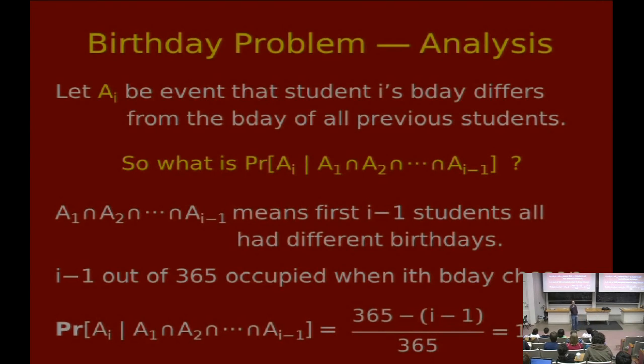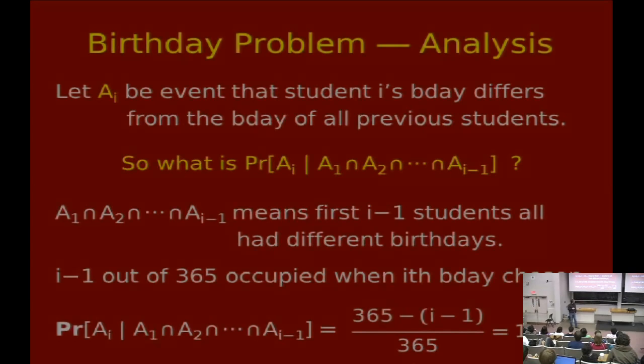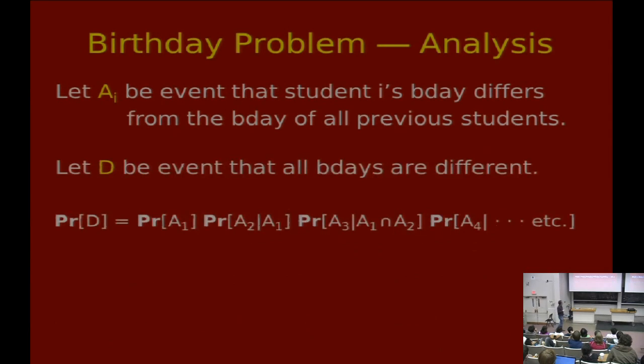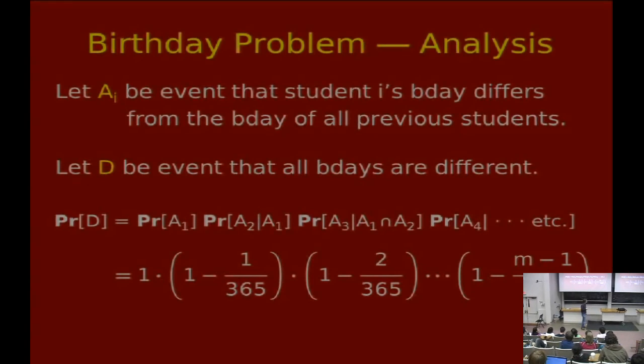Which is 1 minus (i-1) over 365. Okay, now your objection becomes relevant. This formula is actually not quite right if i is bigger than 365, because it's not like at that point there are negative slots free. So we're going to assume that there are at most 365 students in the class. Okay, so this is the probability. We can plug that in and deduce that the probability of all birthdays being different is 1 times this, times up to 1 minus (m-1) over 365.